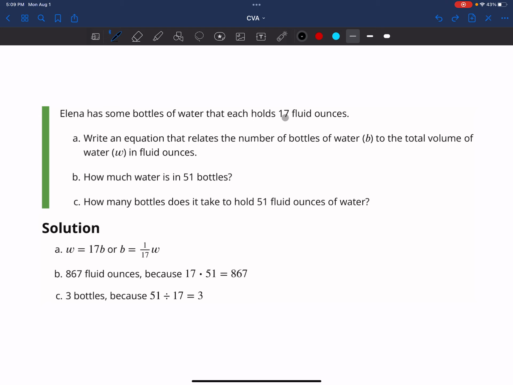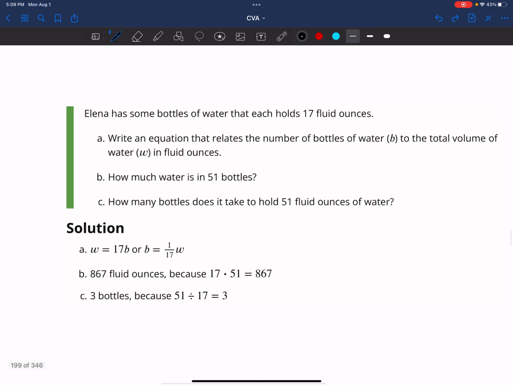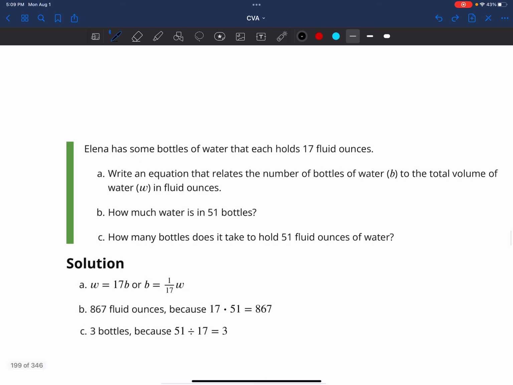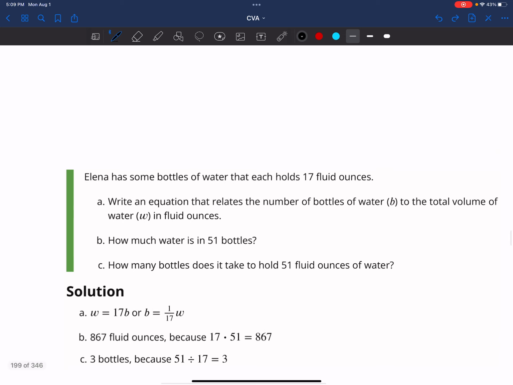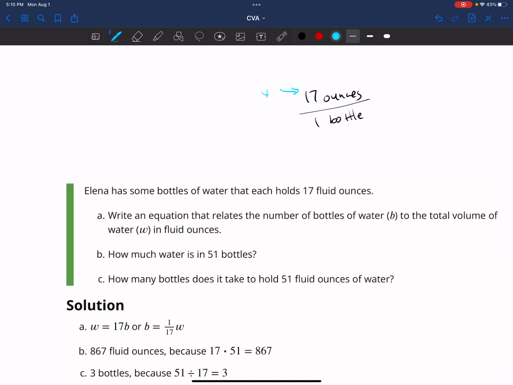So Elena has some bottles of water, so it goes like this. 17 fluid ounces, so one bottle, right? Number of bottles, total volume. So we're going to say 17 fluid ounces represents one bottle. And like I said before, let's just think that this represents my y, and that represents my x, and this entire thing is my constant of proportionality, which is my k.